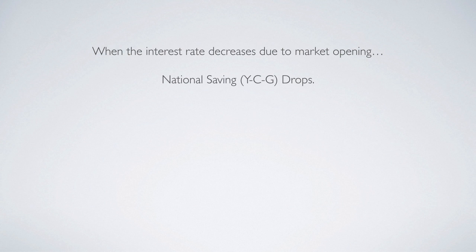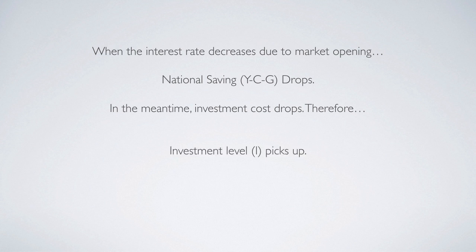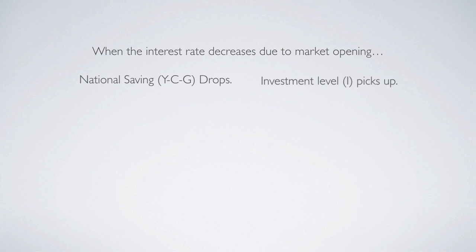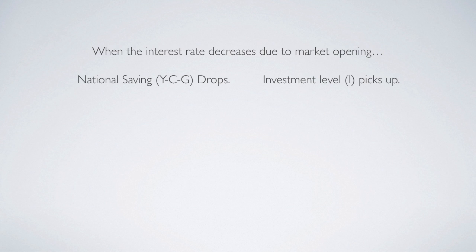And on top of that, we know that an interest rate decrease means that investment cost drops. Therefore, we know the investment level would pick up. So altogether, if the home country's original interest rate, when it is a closed economy, is higher, then when the market opens, the interest rate drops. Immediately it would decrease national saving because now people produce less and consume more.